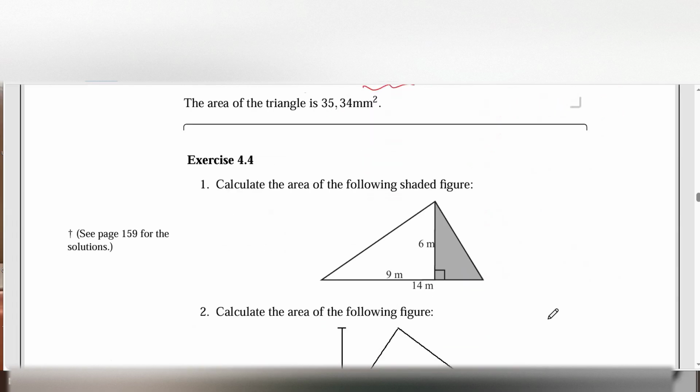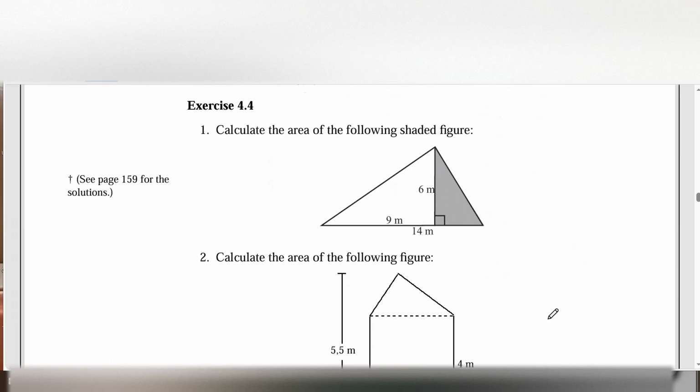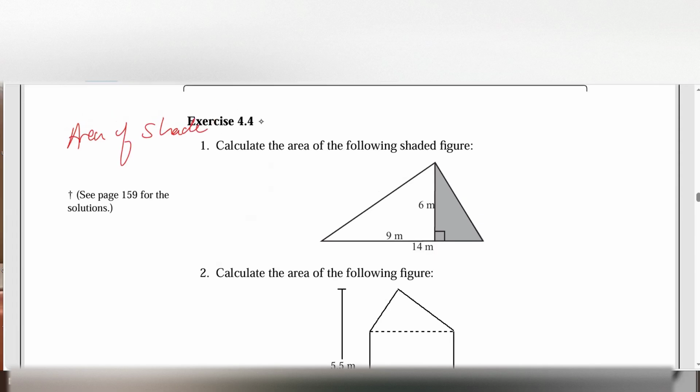And then we have this exercise 4.4, calculate the area of the following shaded part. Now, what we can see with the shaded part is that there are two things in it. Whenever you get the area of a shaded part, the area of the shaded part means that you must get the area of the bigger shape, minus the area of the unshaded.